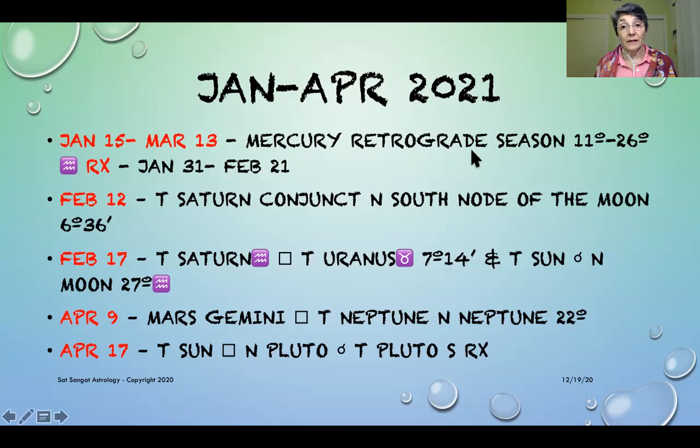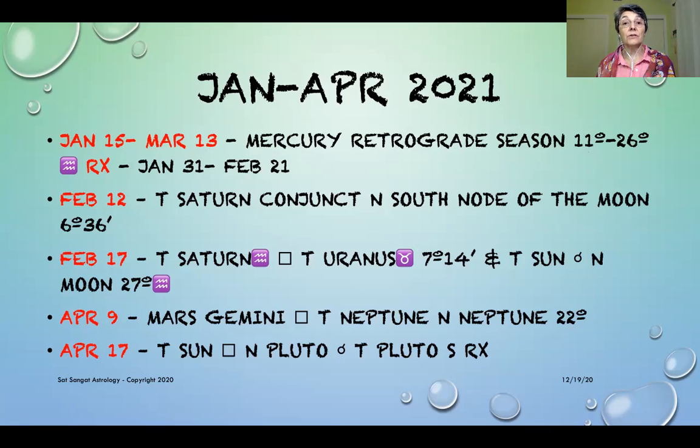So, as I said, the shadow lasts between January 15th and March 13, and that will be from 11 degrees Aquarius to 26, meaning that on March 13, Mercury will pass the 26th degree of Aquarius and leave for the year. So that it's at the same time happening with the transit Saturn going conjunct the south node of the USA.